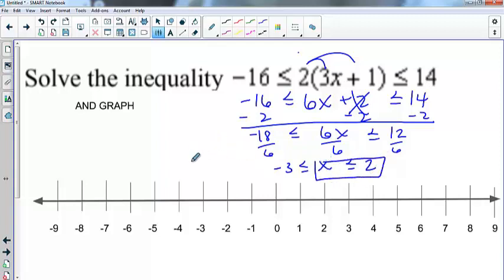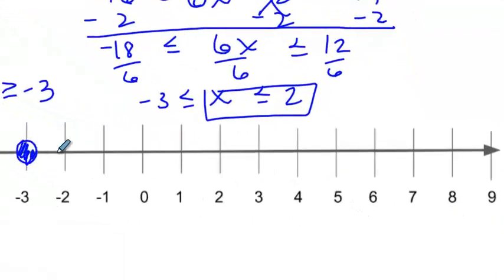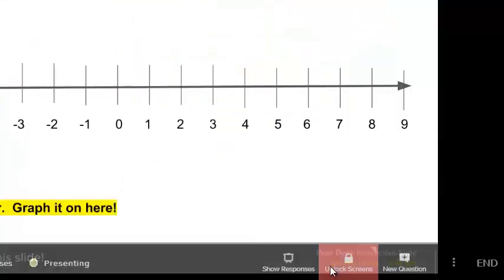What's the other one I'm graphing? It's x greater than or equal to -3. Okay, so at -3, open or closed? Closed, shaded to the right. And at 2, open or closed? Closed, shaded to the left. So shaded between. So a lot of us had that one right. Good job.